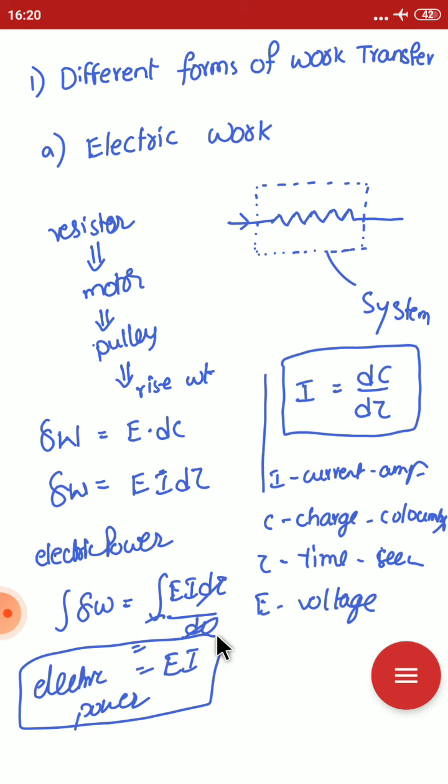The second form of work transfer. From the first onwards we are saying that the energy transfer takes place only by work transfer. Another one is the heat transfer, which is possible only between the system and surroundings; we can notice it only at the boundaries of the system. Next energy transfer is the shaft work.